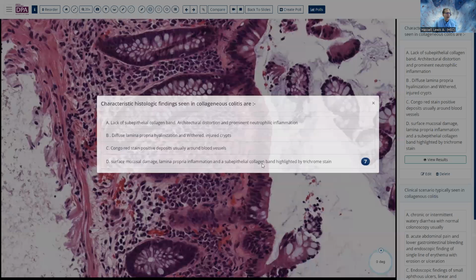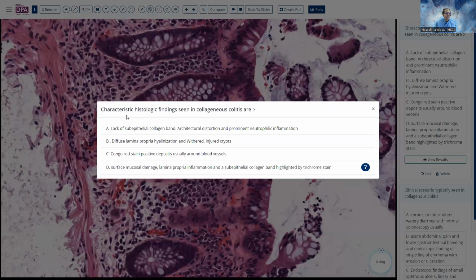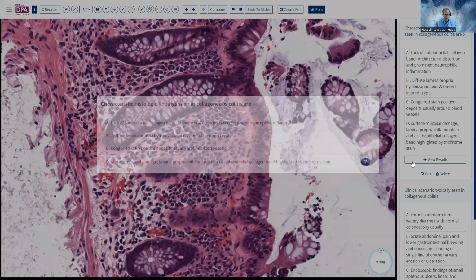So let's take a look at our findings here. Classic histologic findings in collagenous colitis are, well, a lack of subepithelial collagen band? No. Diffuse lamina propria hyalinization with withered crypts? Nope, that's ischemic. Congo red stain positive deposits around blood vessels? Nope. Surface mucosal damage, lamina propria inflammation, and subepithelial collagen band highlighted by trichrome: obviously the longest answer and the only correct answer there.